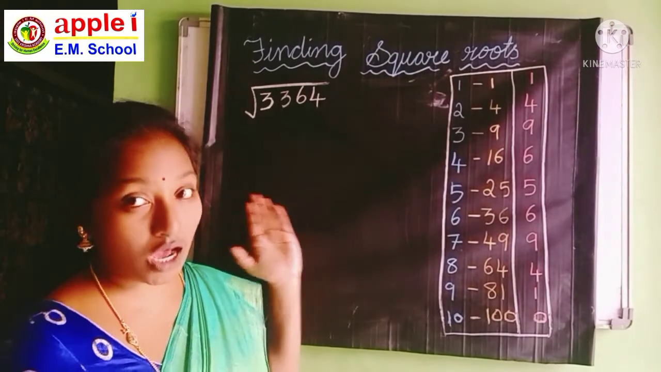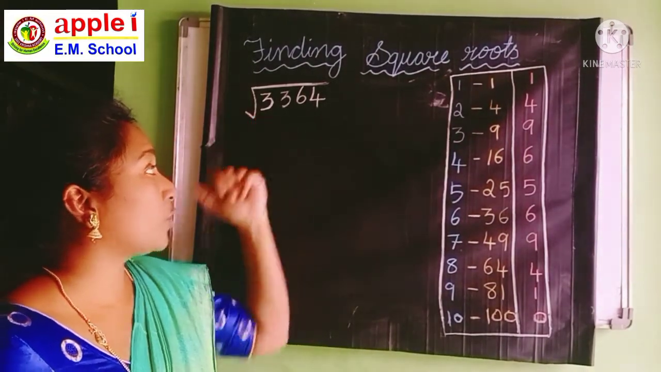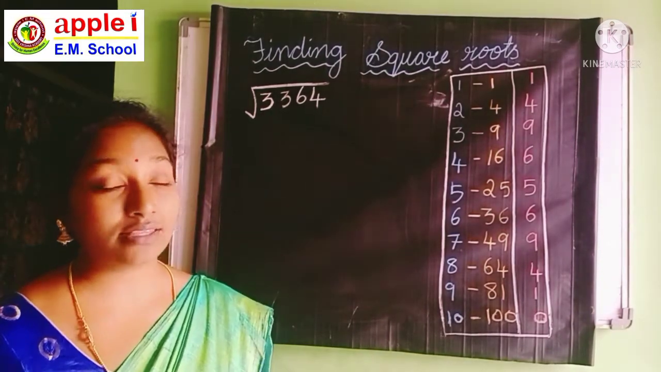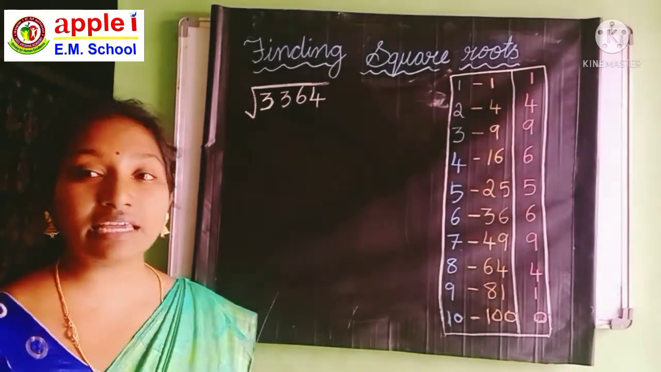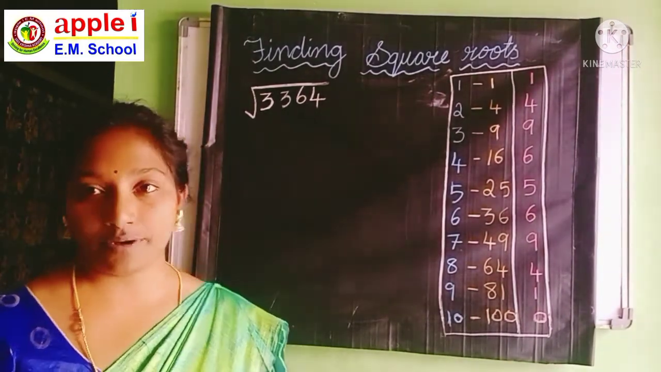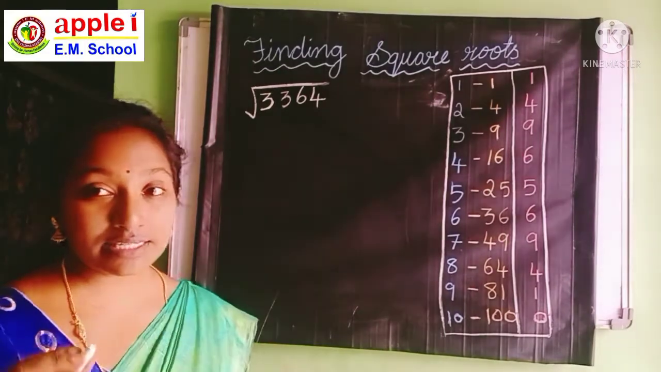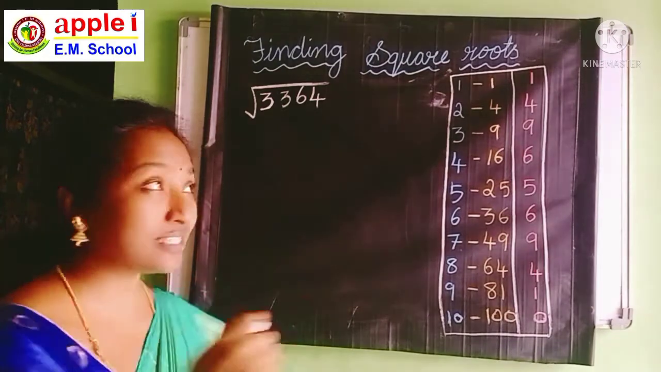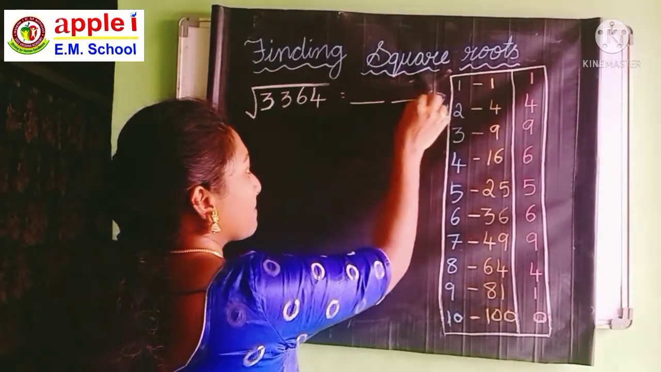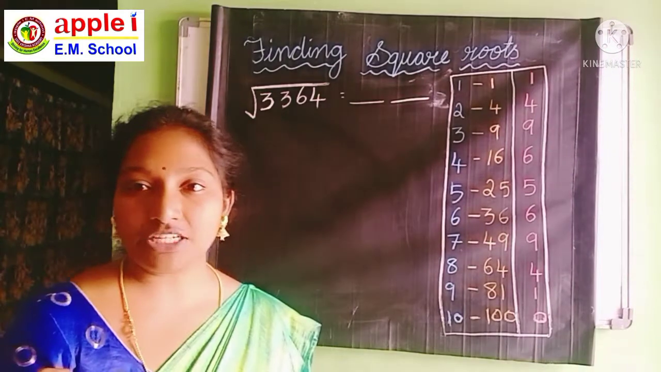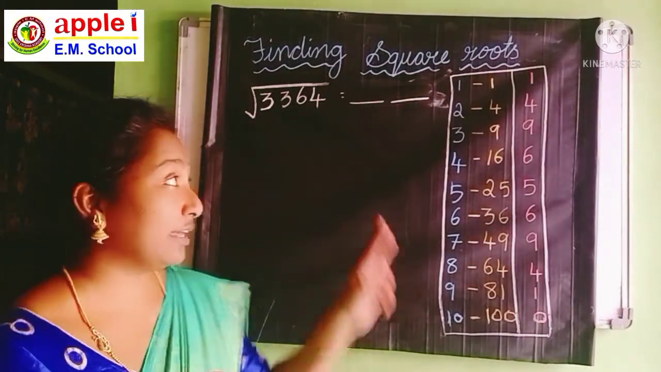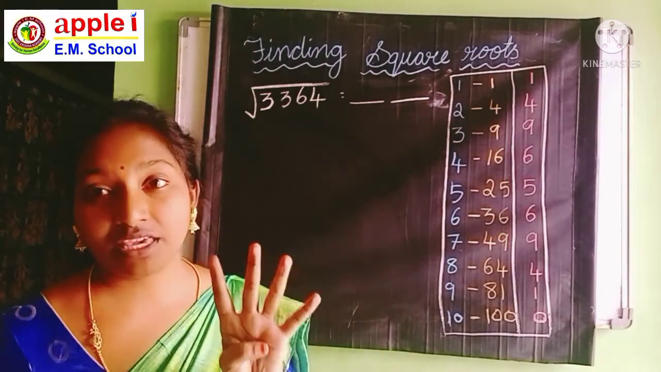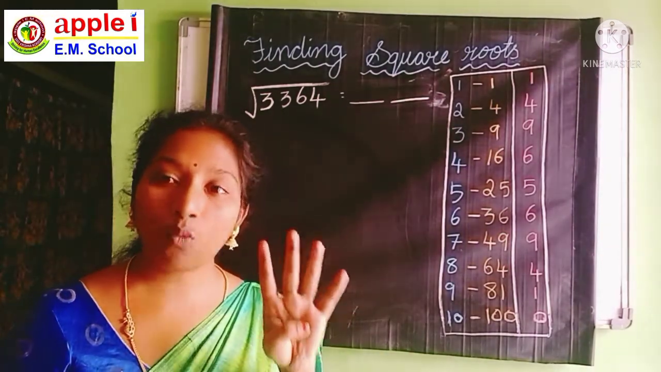Let us see how. Here, the square root of 3364. How to find the square root of 3364? First, the answer here is a 2-digit number. First we will check the ones place. What is in the ones place? Here we have 4 in the ones place.